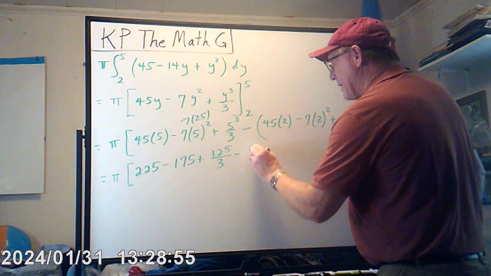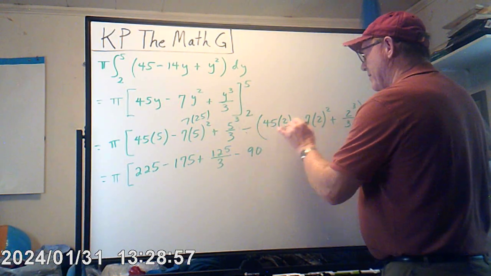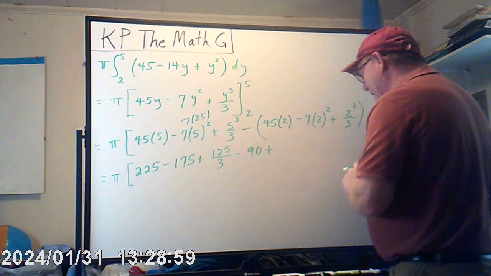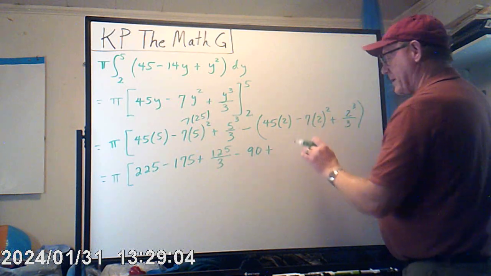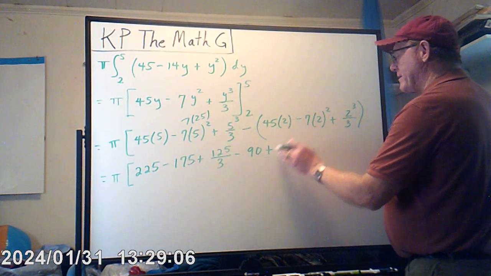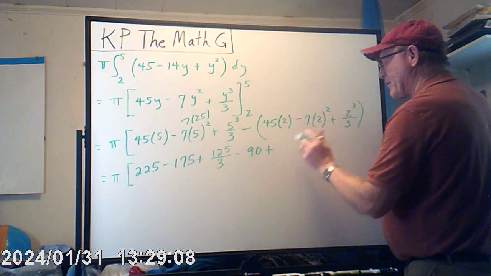45 times 2 is 90. Negative times a negative is plus. Be very careful here. Don't get this far and miss it. Negative times a negative is positive. 2 squared is 4. 7 times 4 is 28.